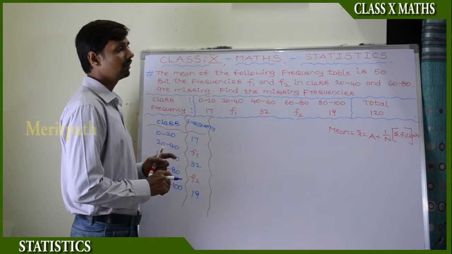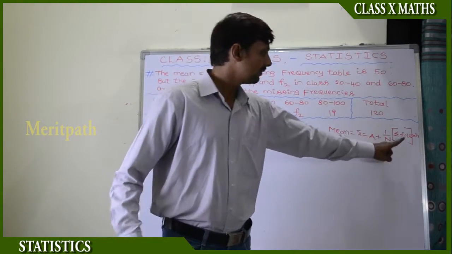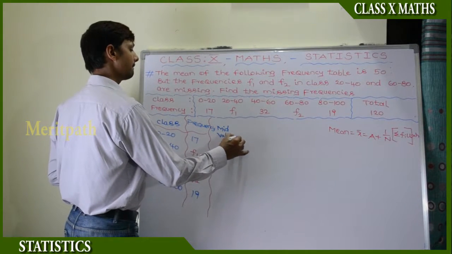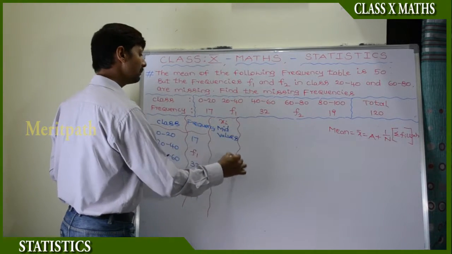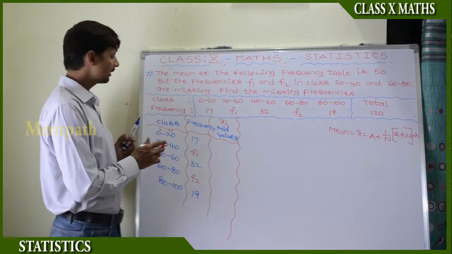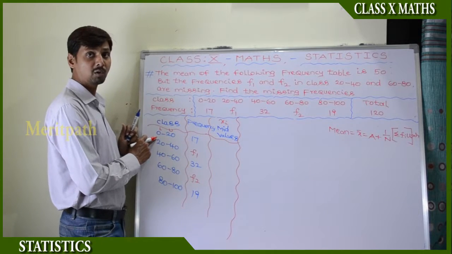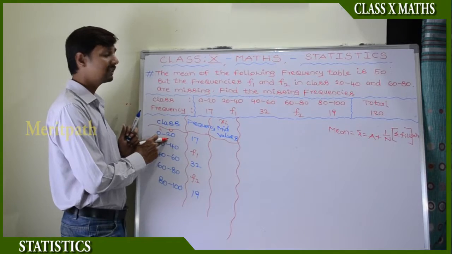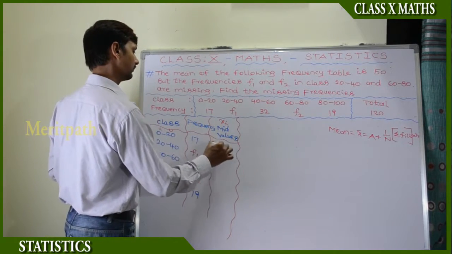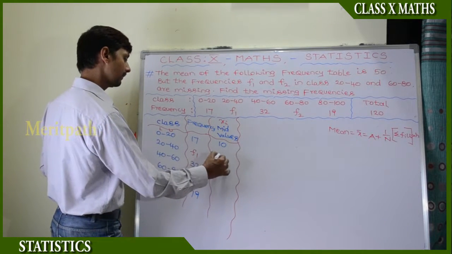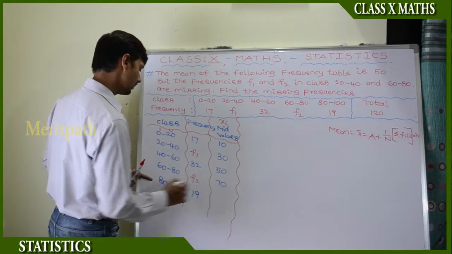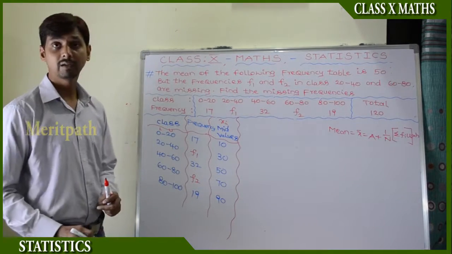To find all these values, we need to find the assumed mean. Before that, we need to find the mean values, that is xi. For the mean values, we take the class intervals with the lower boundary and upper boundary. The first number of a class is called the lower boundary and the next one the upper boundary. We take the average of these two numbers, called the mean value. That is 0 plus 20 divided by 2 is 10. The mean value of 20 and 40 is 30. The mean value of 40 and 60 is 50. The mean value of 60 and 80 is 70, and of 80 and 100 is 90. We got the mean values.